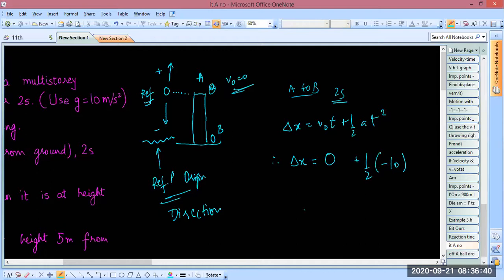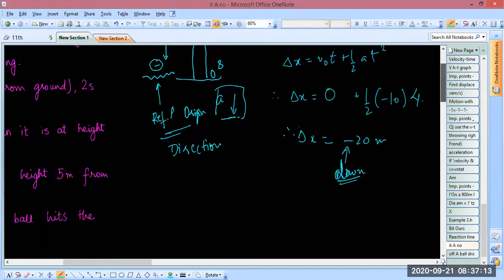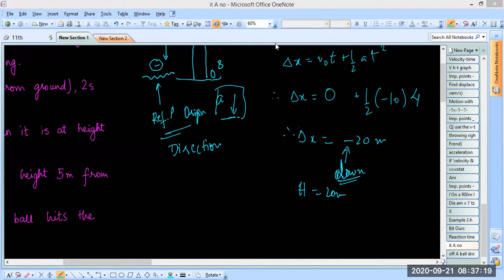Some of you might still be confused about whether a is 10 or a is minus 10. Look at the diagram. I've taken downwards as negative, and I'm sure you realize that acceleration due to gravity is always downward. So that's why this is wrong and this is correct. So a is minus 10 and t square is 4. This will give us delta x equal to minus 20 meter. What this is telling you is that the ball has fallen downwards, negative. So the height of the building is 20 meter.